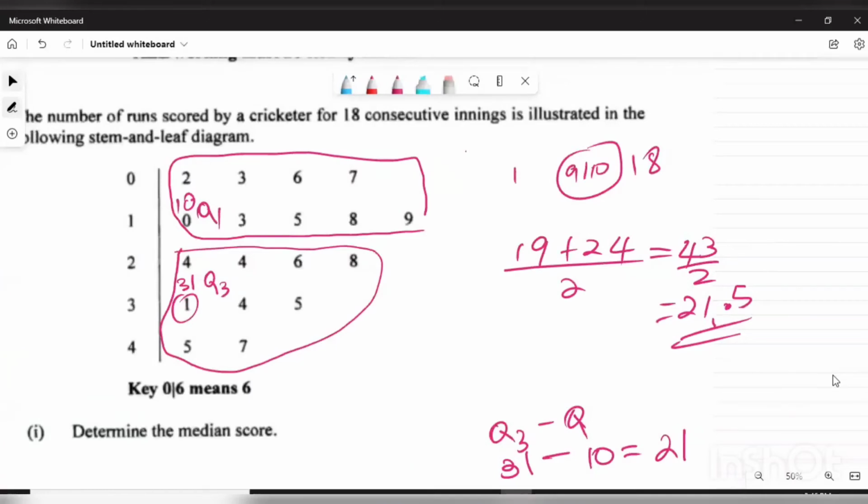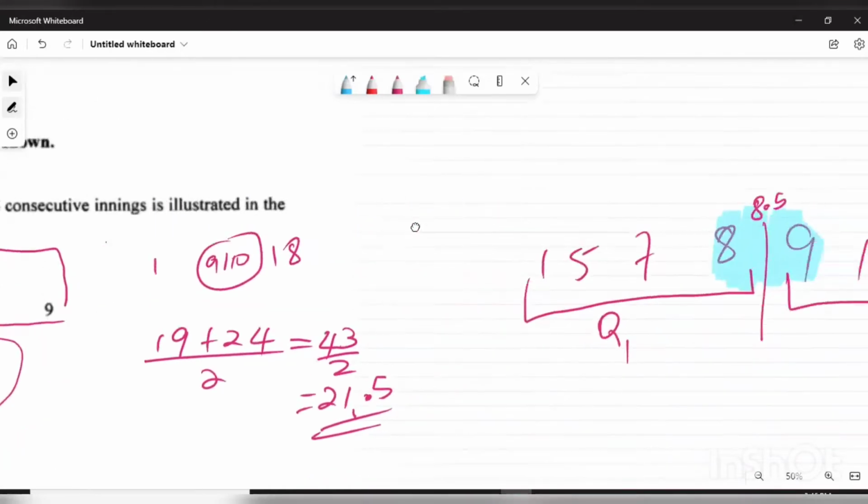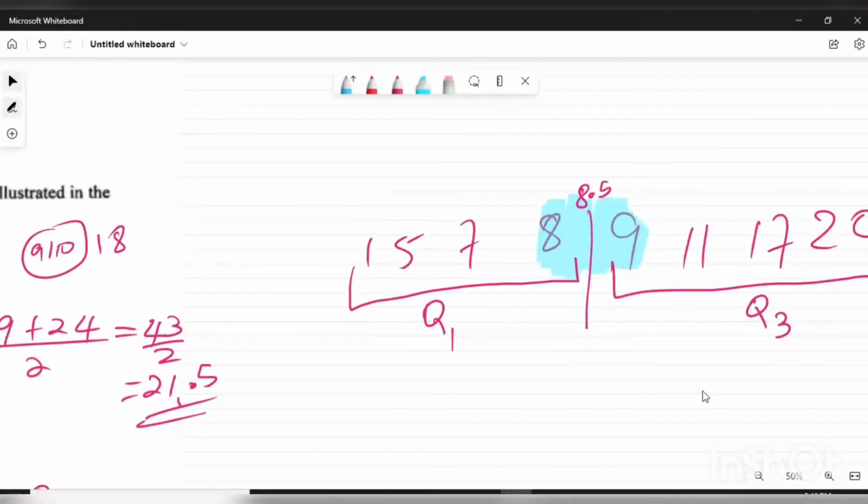Oh, sir, I see what you're saying. You shouldn't exclude the 8 and the 9, because they are not a part of the median. That's the trick. The median is 8.5.